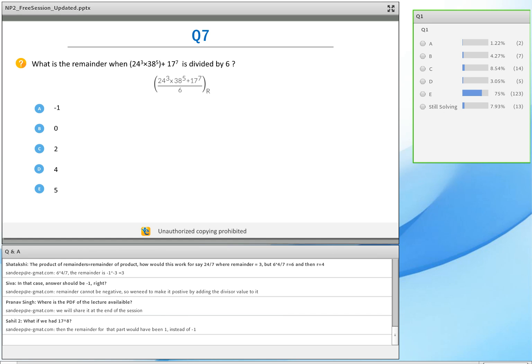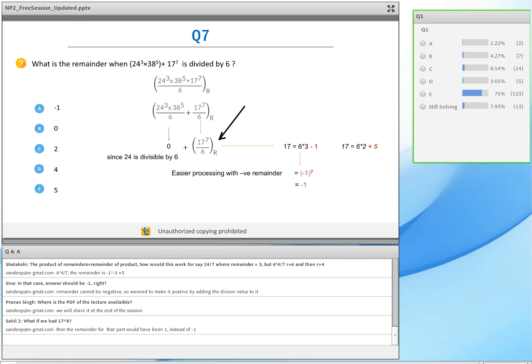So how do you go about doing this? You express this: remainder of sum is sum of remainders. You really say this is a 0 remainder. So I've got to figure out 17 to the power 7 divided by 6. You say 17 is 18 minus 1. Why? Because 18 is divisible by 6. So then you've got to figure out the remainder of minus 1 to the power 7. Why? Because this term is completely divisible by 6, and that leaves minus 1, but a remainder can't be negative. So what do I do? I add back the divisor, converting it into a positive remainder. Voila, you get the answer as choice E.